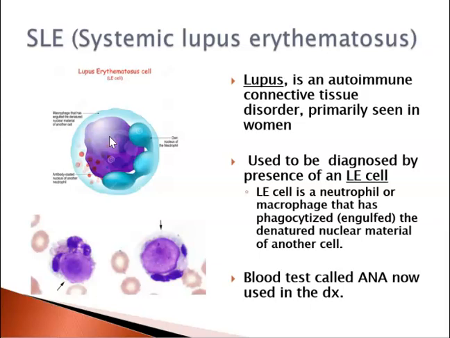We don't use this method as much now. Here are some actual cells that you could see under the microscope in a patient sample with lupus. But now we usually use what we call an ANA blood test to help diagnose lupus patients. The ANA stands for anti-nuclear antibody test.